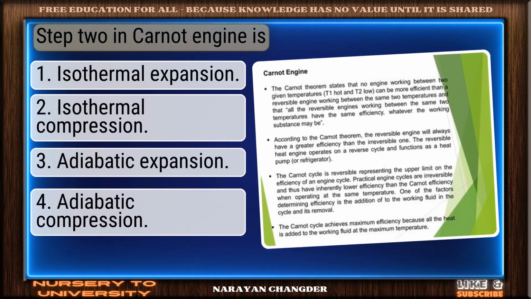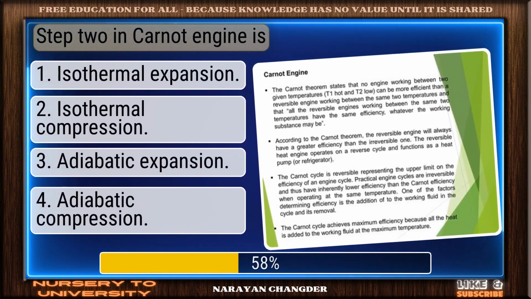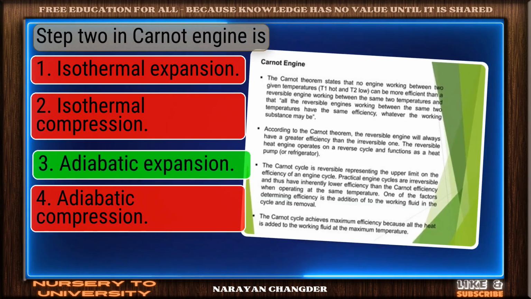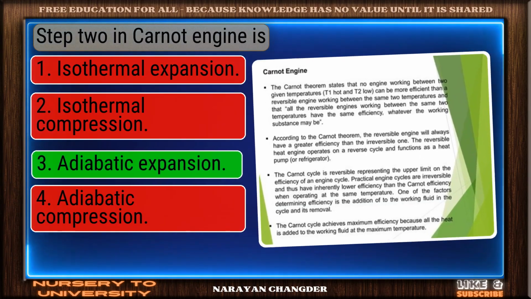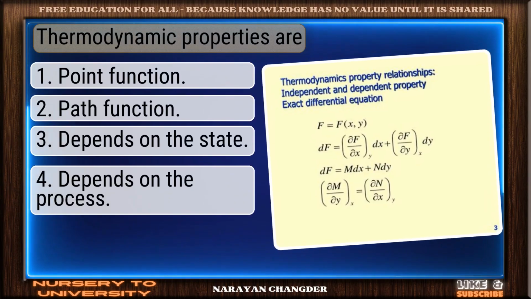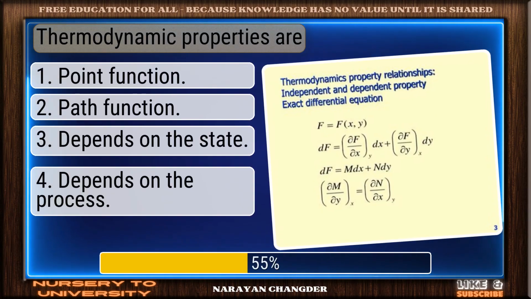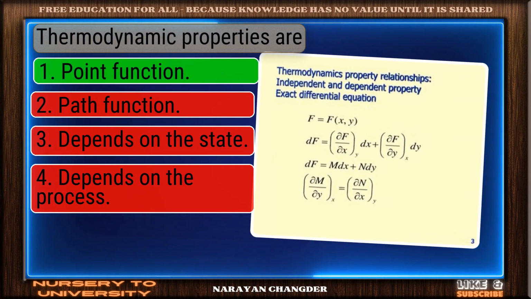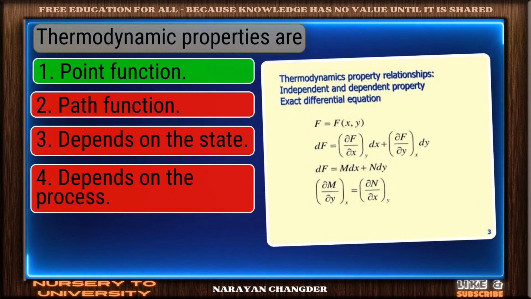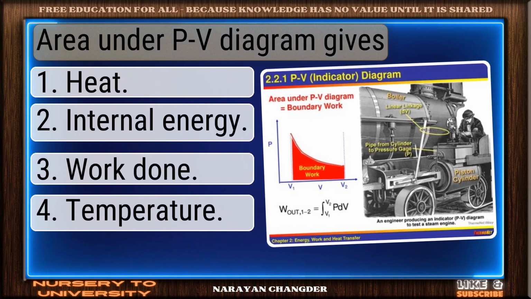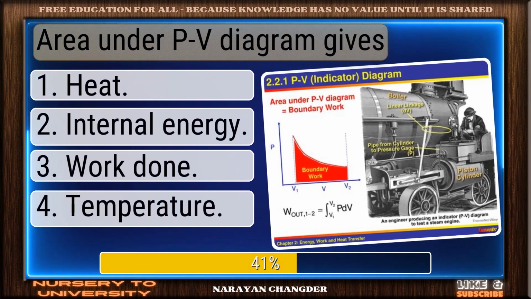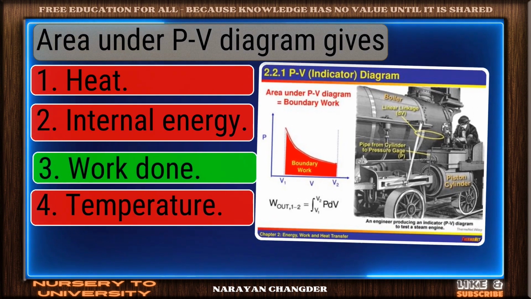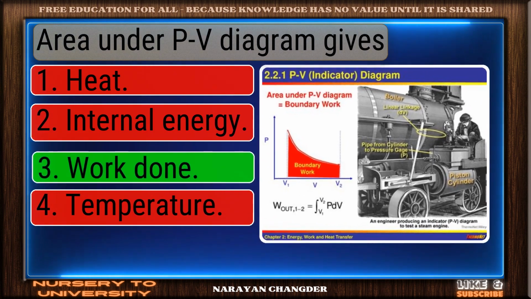Step 2 in Carnot engine is. Nice work. You chose adiabatic expansion, and it is correct. Thermodynamic properties are. Good thinking. Point function is the right answer. Area under PV diagram gives. Smart pick. Work done is the correct choice.